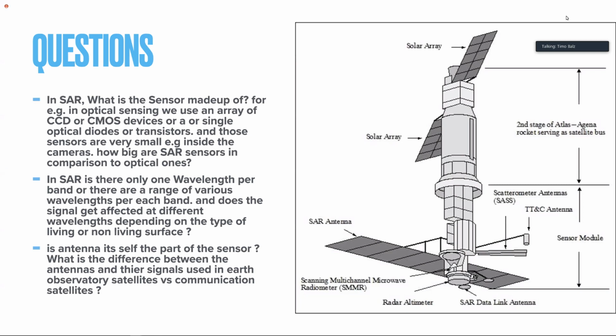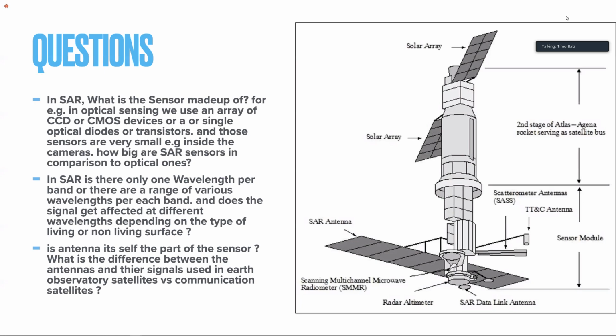Okay, in SAR, is there only one wavelength per band, right? So, the question in itself is a bit wrong, I would say, right? Because the bands in optical images are typically defined on the optical wavelengths. So wavelengths would be the band. However, we typically have one wavelength that we operate a satellite under.